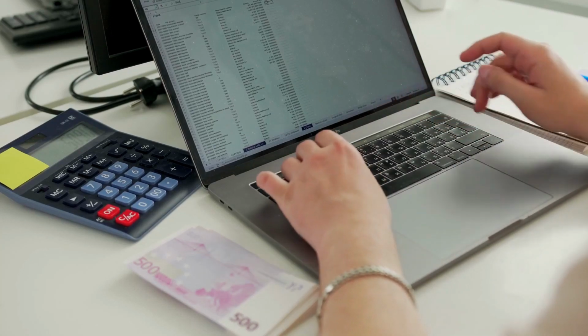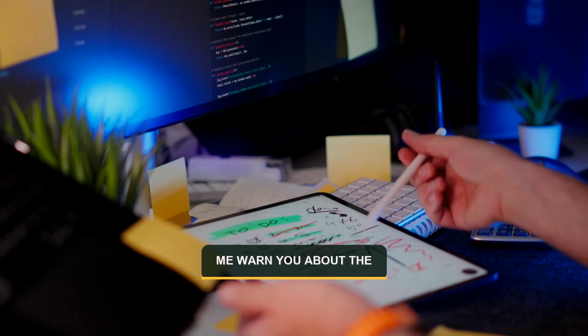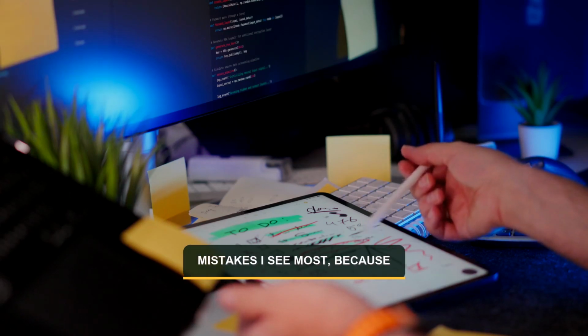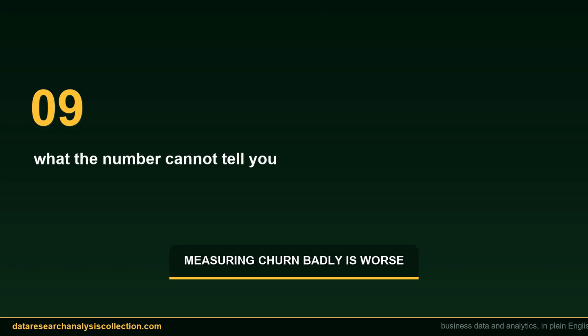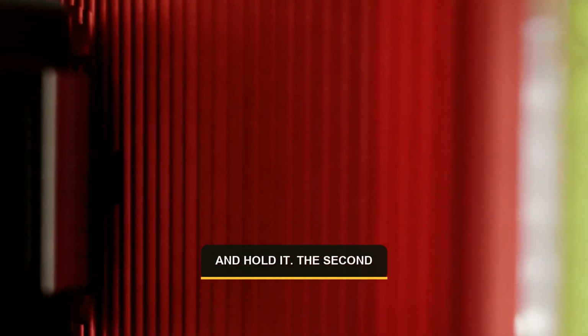The mistakes to avoid. Let me warn you about the mistakes I see most, because measuring churn badly is worse than not measuring it. The first is changing your definition from one month to the next, so your numbers are not comparable and you cannot tell a real trend from a counting change. Pick one definition and hold it.